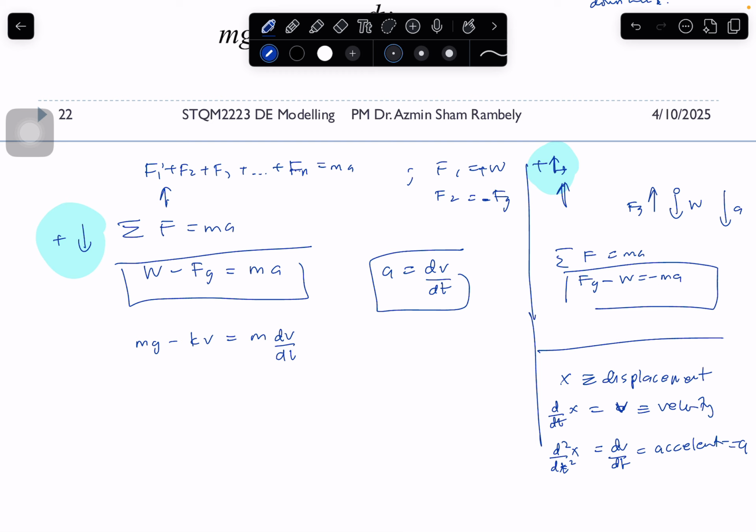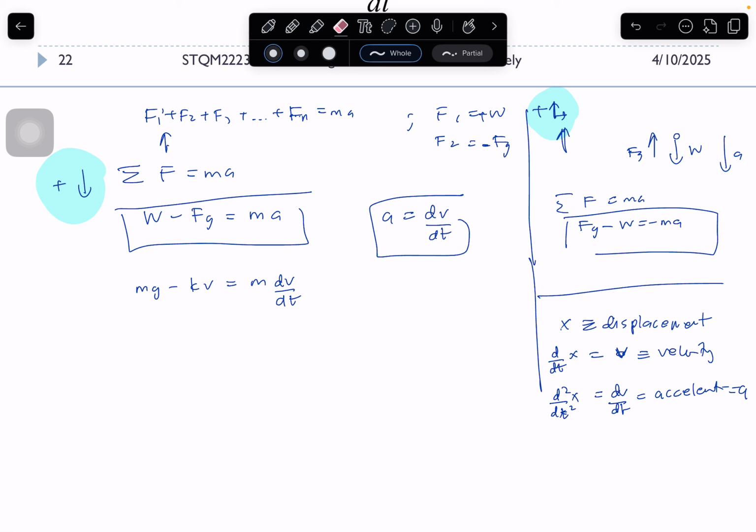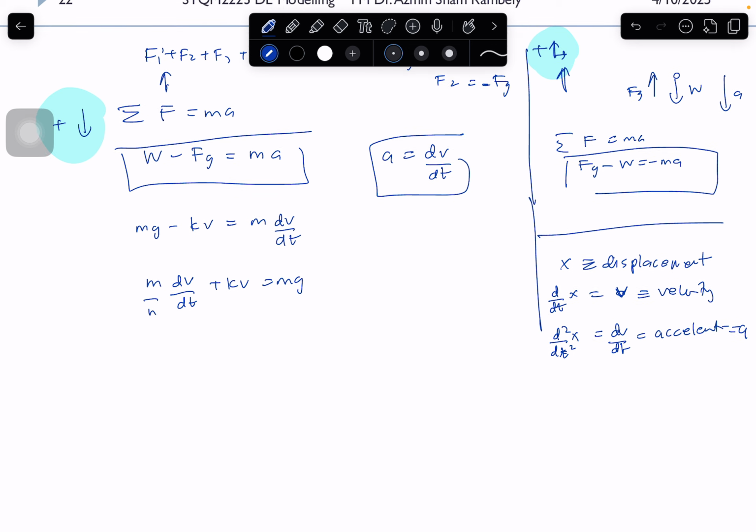So now we have the equation in terms of v. So rearrange that so that you have it in a standard form. So you have m dv/dt plus kv is equals to mg. Make it a standard form, divided by m. So we have dv/dt plus k over m, constant, v is equals to g. So this is a first order linear differential equation. You should be able to solve this.